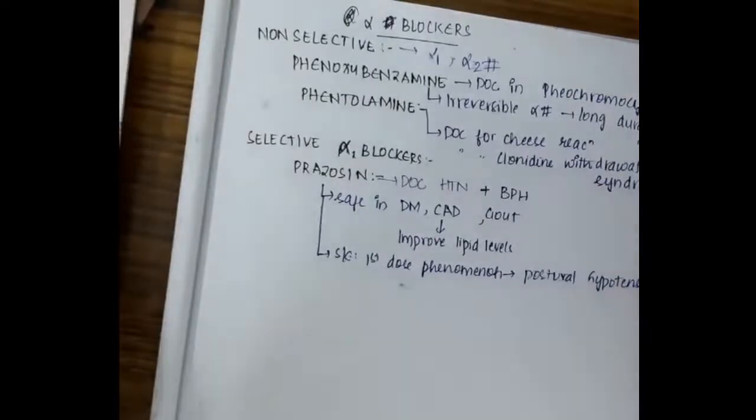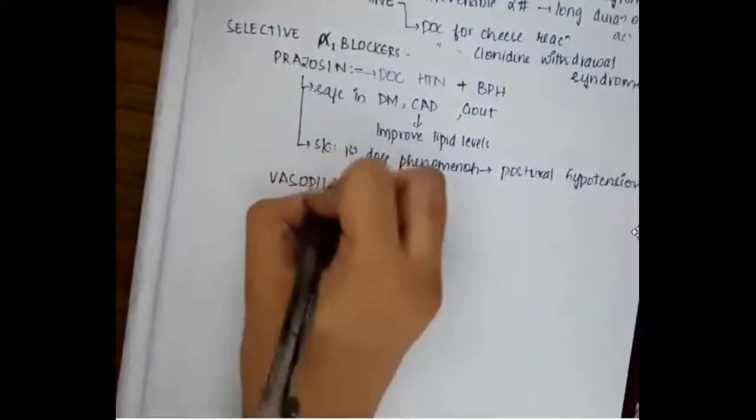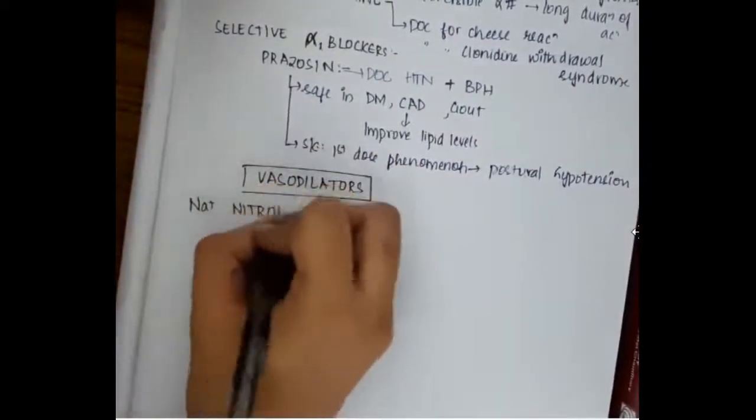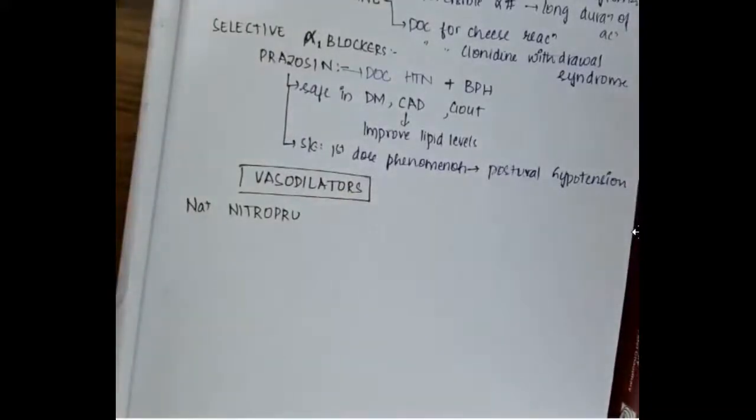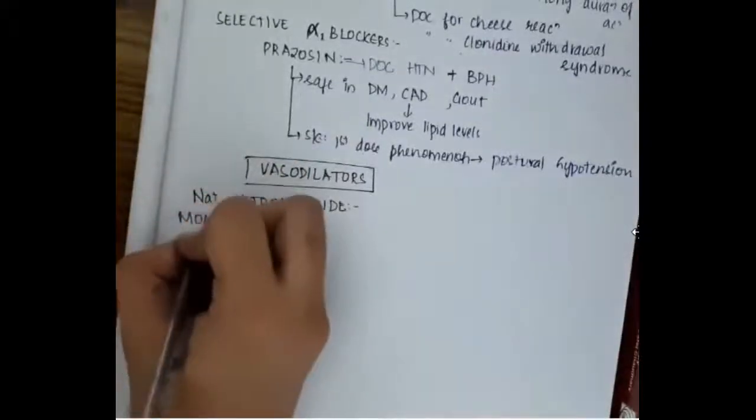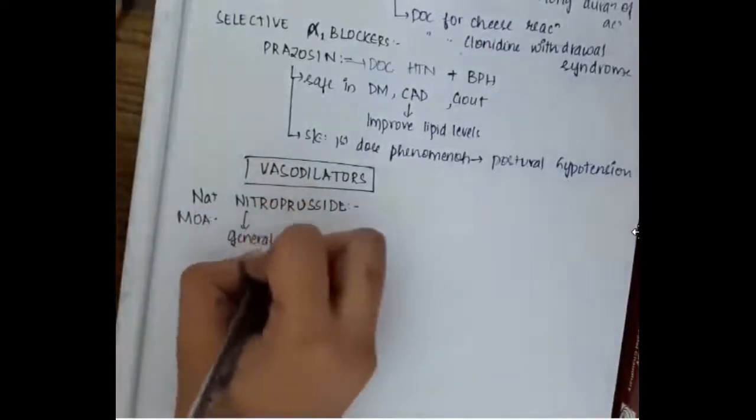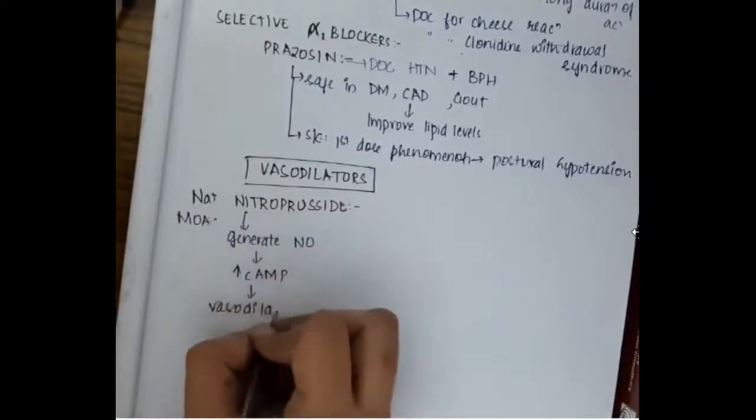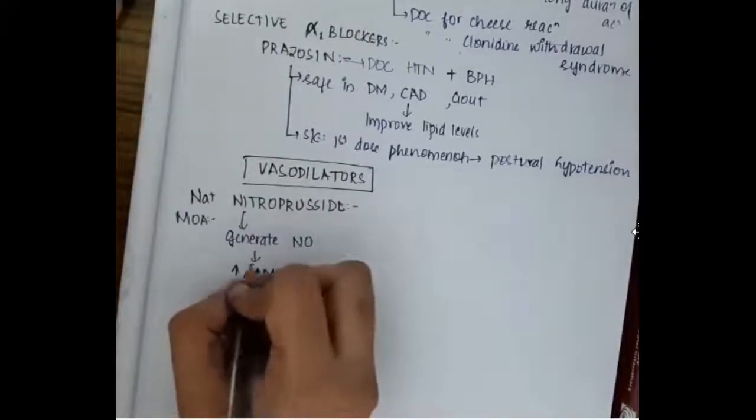Then the next group of drugs which are important in antihypertensives is vasodilators. So among vasodilators, the first drug is sodium nitroprusside. We will see the mechanism of action of sodium nitroprusside. This sodium nitroprusside will generate nitric oxide. Now nitric oxide increases the cyclic GMP level, which causes vasodilatation.